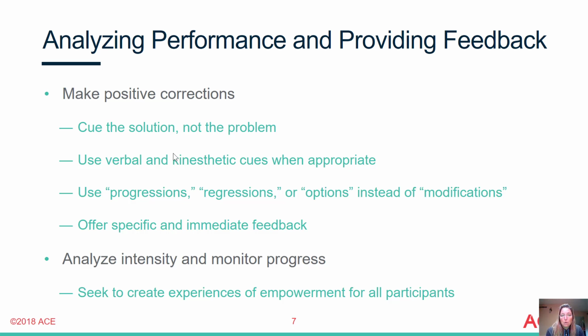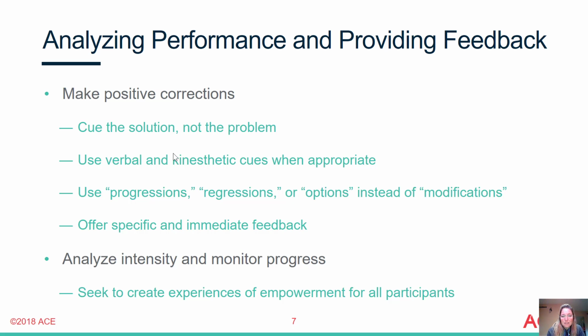Instead, say here's a progression for those of you that want to amp it up, make it a little more difficult. Here's a regression for those that want to scale it back a little bit. And then lastly, offer that specific and immediate feedback right away as they're doing that movement. If something is not right, you see movement errors, we need to correct it right away. If we continue to allow them to do that error or that movement incorrectly, they're going to continue doing that over time. So we need to correct it right away if we see movement errors.